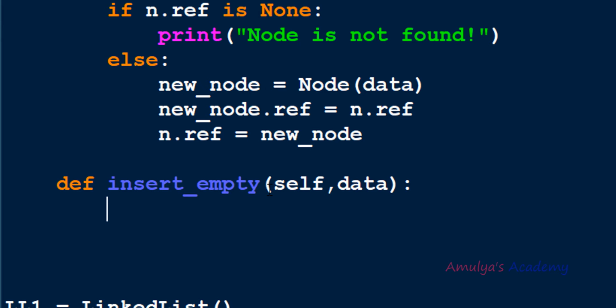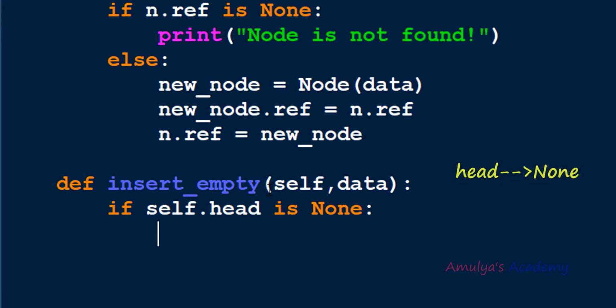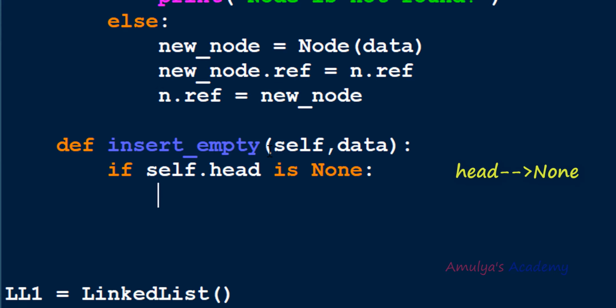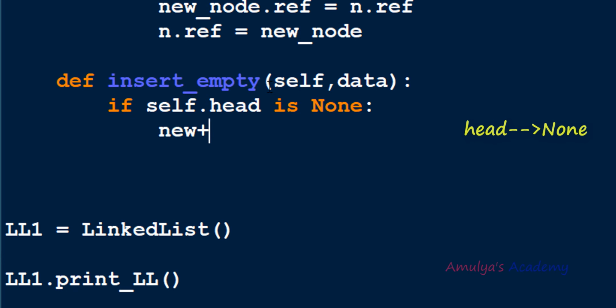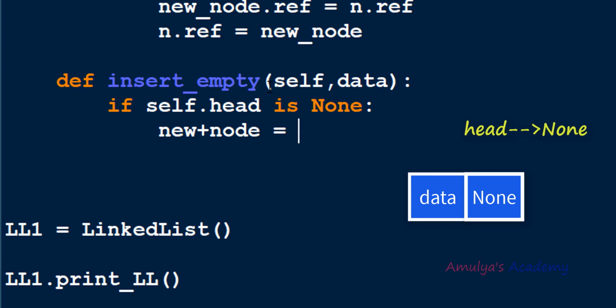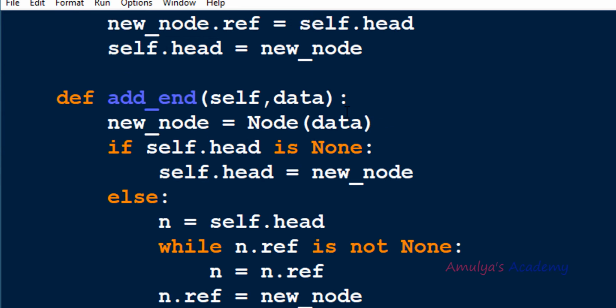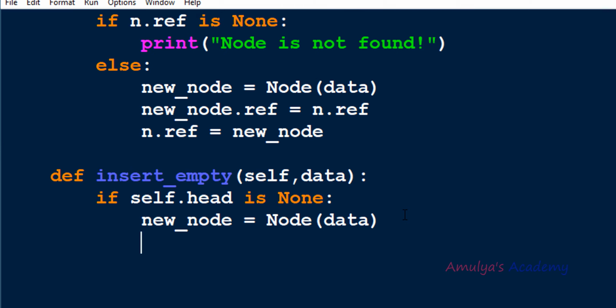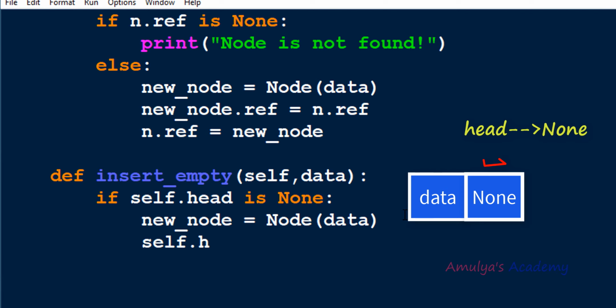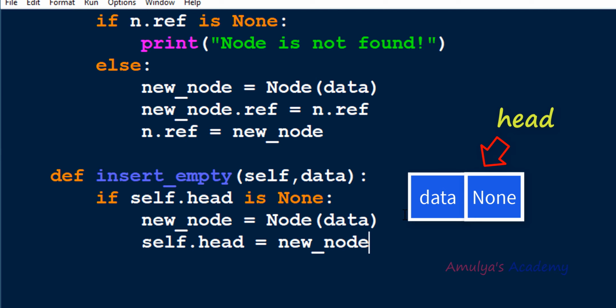To check whether the linked list is empty or not, we need to check whether head is None or not. So if self.head is None, that means the linked list is empty. If it is empty, then here we need to create the new node using the node class. We are creating the object from the node class, and here you need to pass data. So we are creating the node using this class. Then you need to point head to the new node. Store the reference of the new node in the head like this.